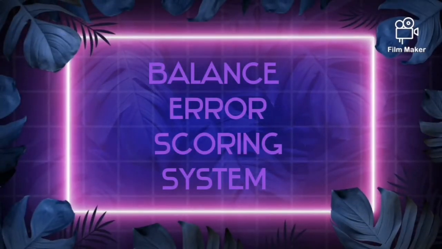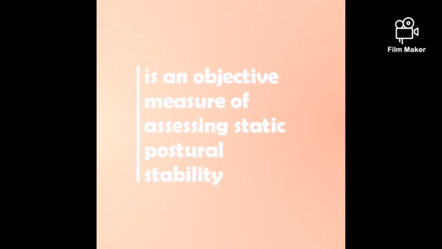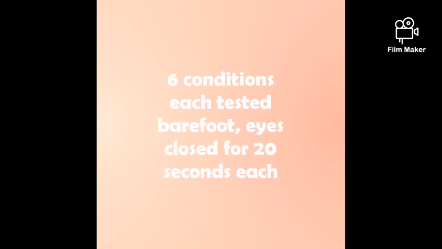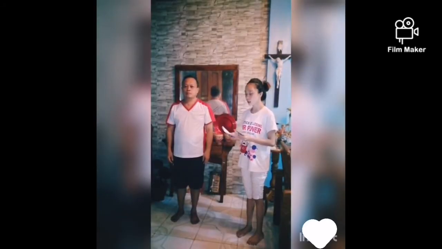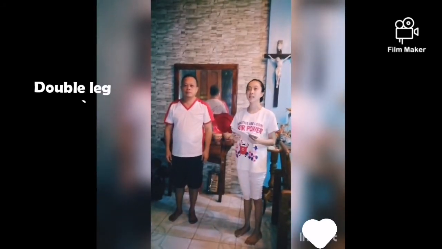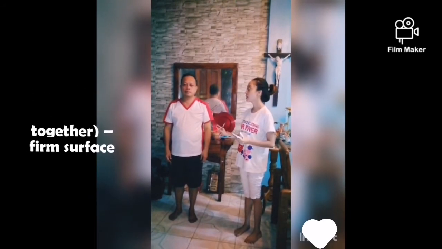Balance Error Scoring System is an objective measure of assessing static postural stability. These tests have 6 conditions, each tested barefoot, eyes closed for 20 seconds each. So mag-time po, 20 seconds, so ang patient dapat naka-eyes closed.